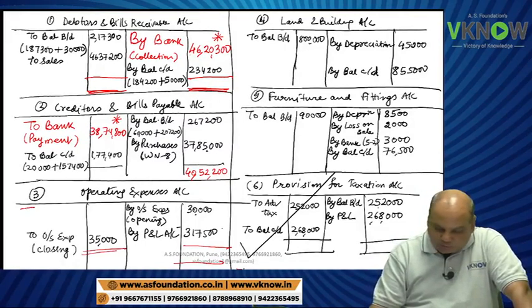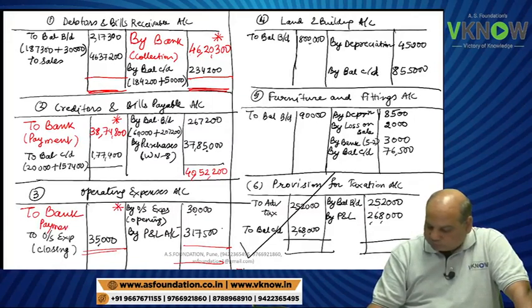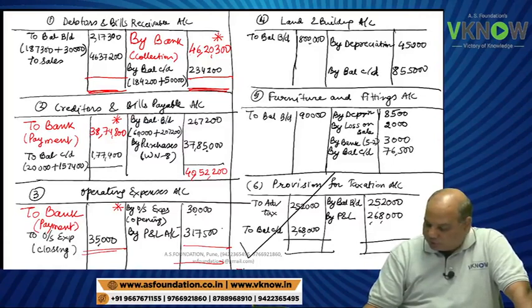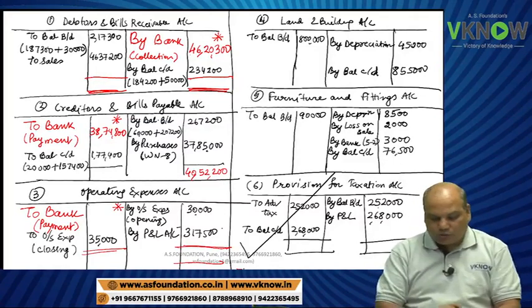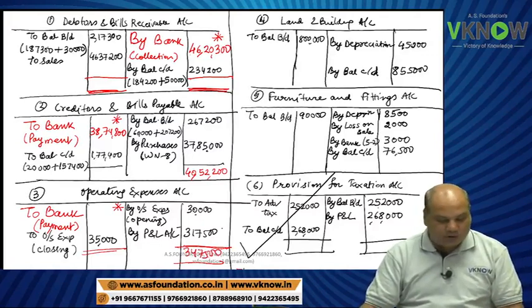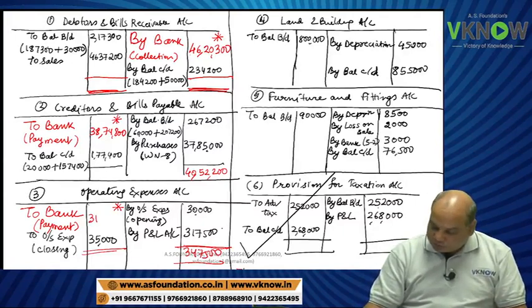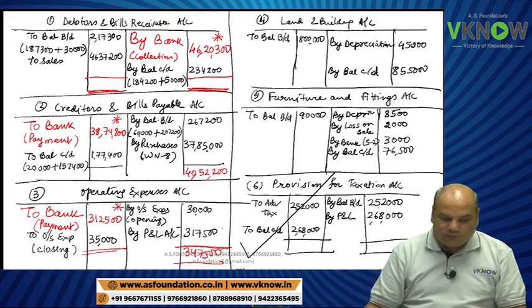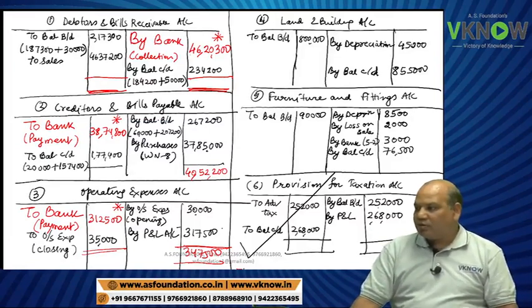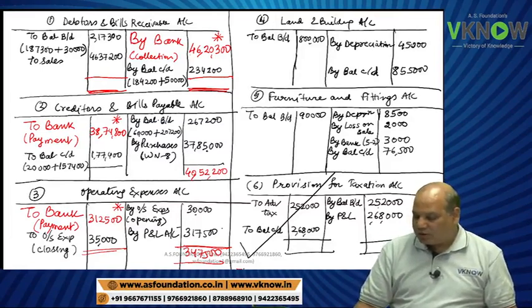Operating expenses to bank, balancing figure, payment. Balancing figure, operating expense is how much? Take the credit side total first. 3,47,500 minus 35,000. So 3 lakh 12,500. Thakur is right. Thakur, give me the answer, Thakur.